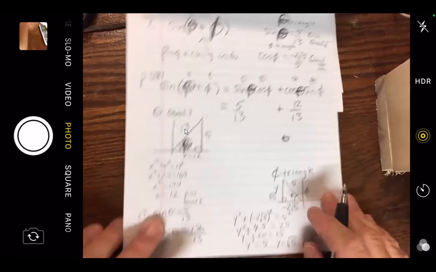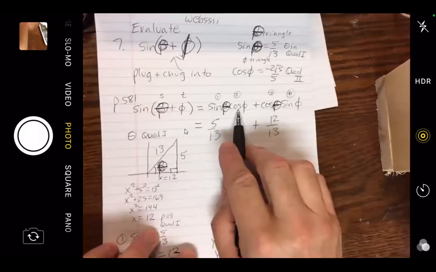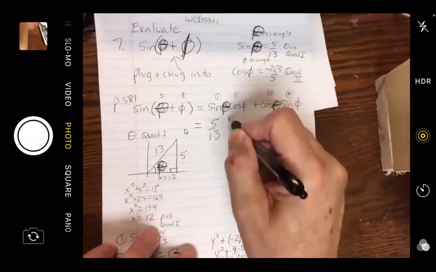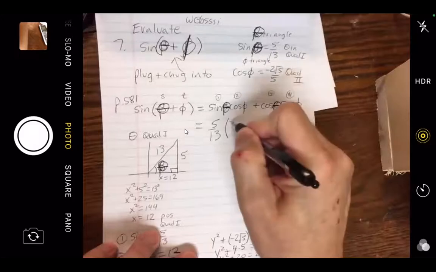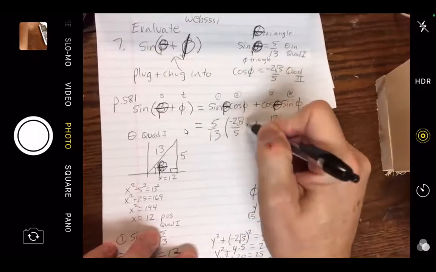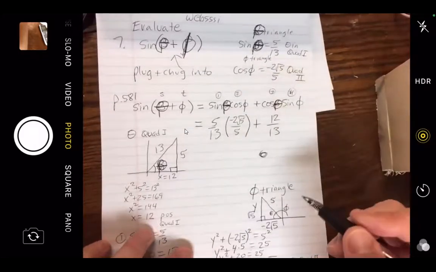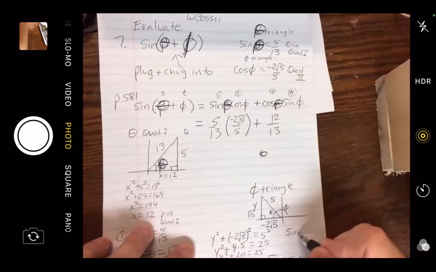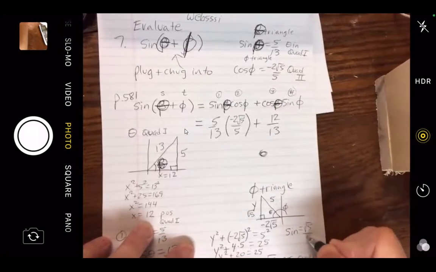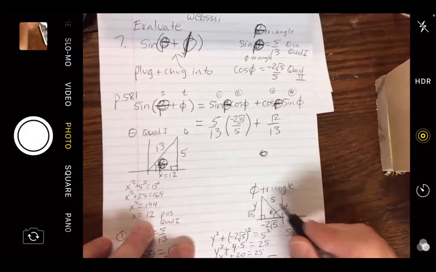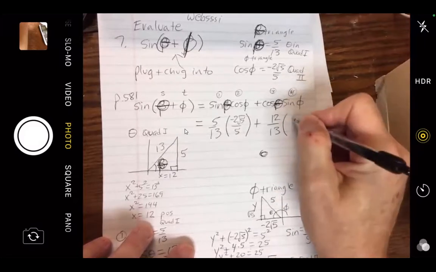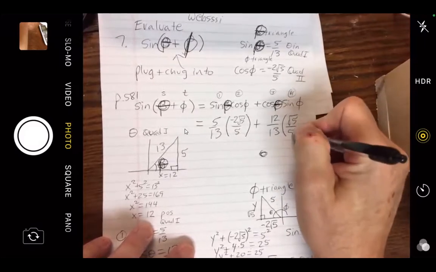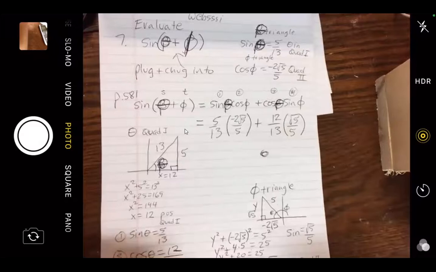Once again, piece 2 is a cosine. Well, that was directly given. So that's going to be negative 2 square root of 5 over 5. And your sine down here for piece 4 will equal square root of 5 over 5, opposite over hypotenuse. Piece 4 here will be square root of 5 over 5. So I have finally filled in all the pieces.